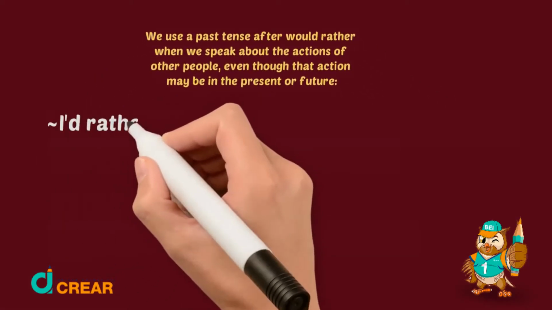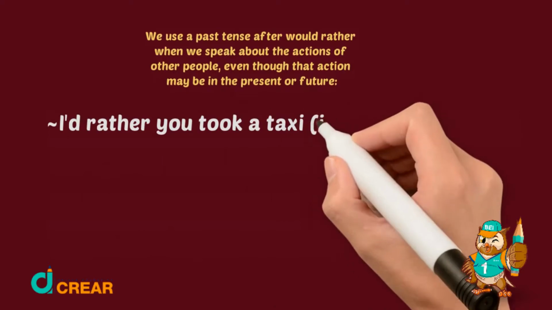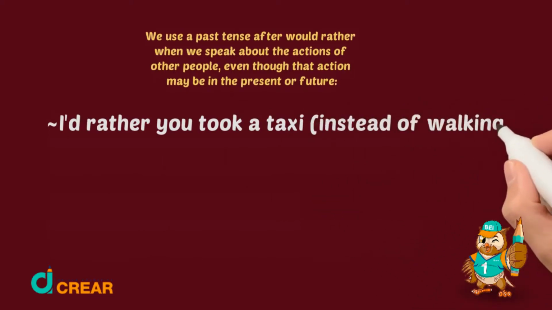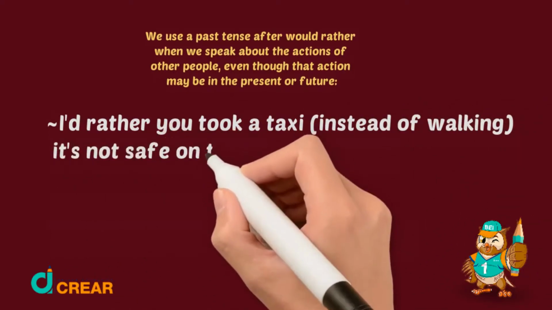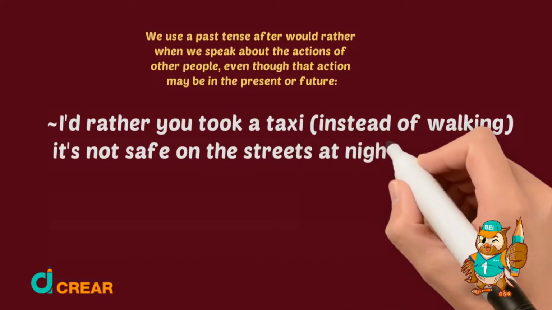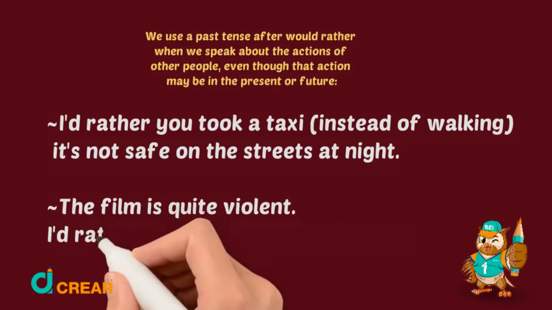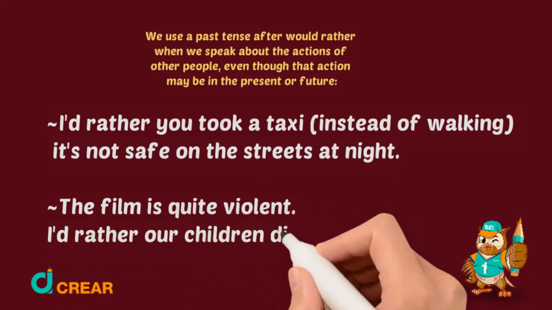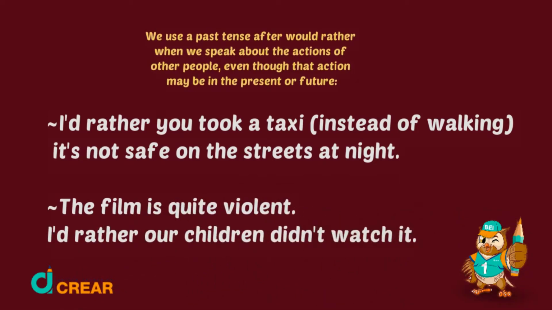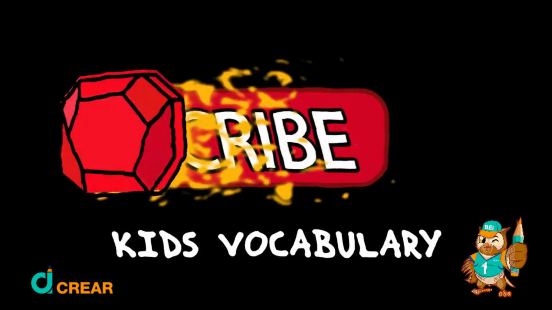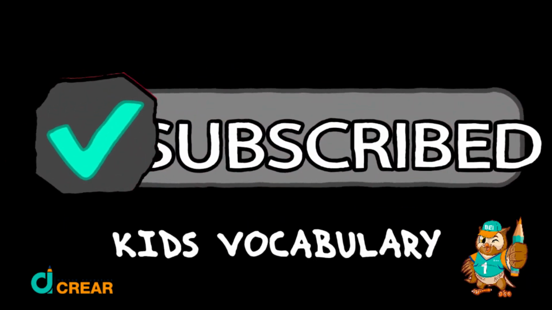We use a past tense after would rather when we speak about the actions of other people, even though the action may be in the present or future. For example, I'd rather you took a taxi instead of walking. It's not safe on the streets at night. And the other example is, the film is quite violent. I'd rather our children didn't watch it.